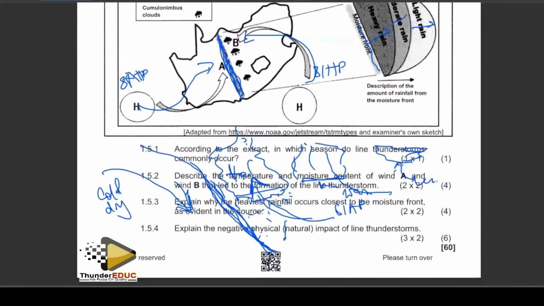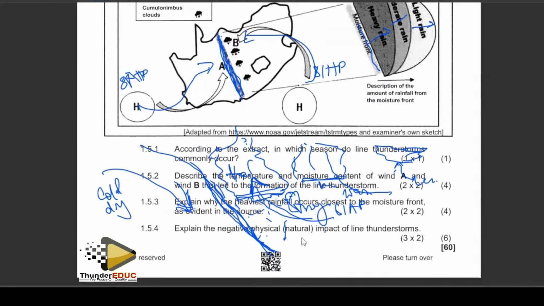That is basically how you can explain why we have heavy rainfall. It's because there's strong upliftment of air. Air is strongly uplifted, creating cumulonimbus clouds close to the moisture front that produce heavy rainfall. And as we move away from the moisture front, the upliftment becomes weaker and the clouds produce less, moderate, and then little rainfall as we move away from the front. Right, let's move on to the next question.